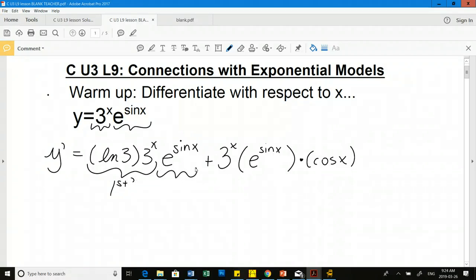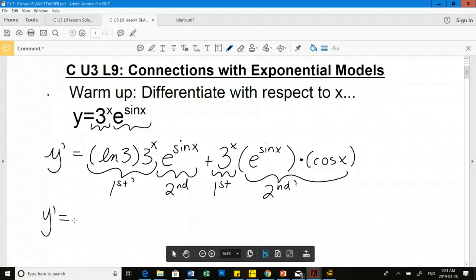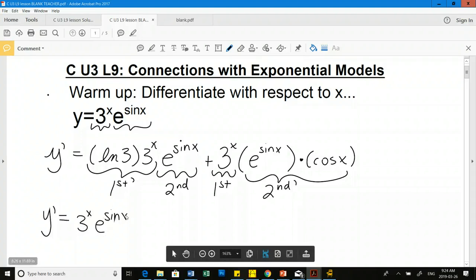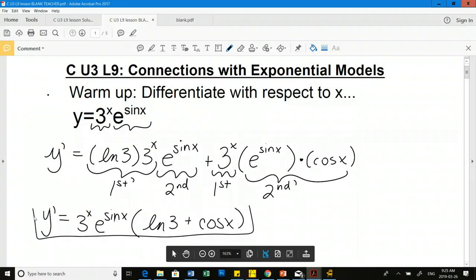Okay, so this is the derivative of the first times the second, plus the first times the second prime. So you always get back e to the exponent, whatever exponent it is, and then you need to multiply by the derivative of the exponent. Okay, and then what I would do here is I would just common factor. We have a 3 to the exponent x in each term, and we have an e to the sine x in each term as well, so we can take that out. And we're left with the ln of 3 plus cos x, just to simplify that a little bit.